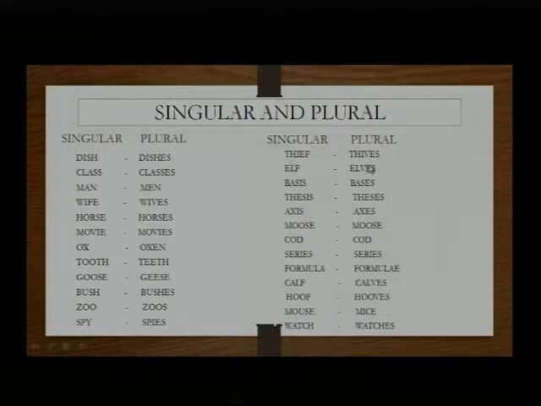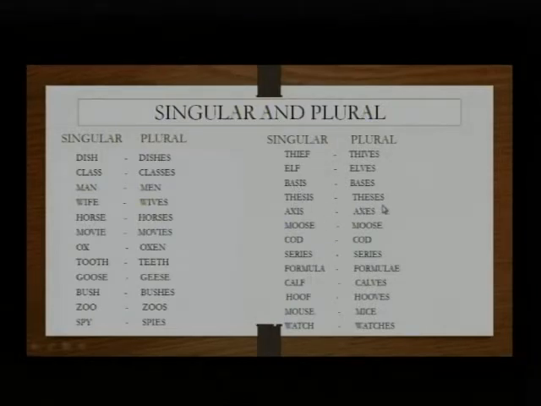Thief, thieves. Elf, elves. Basis, bases. See, here and here the only difference is here we have I and here we have E. So you should be very careful when you learn the plural words basically.